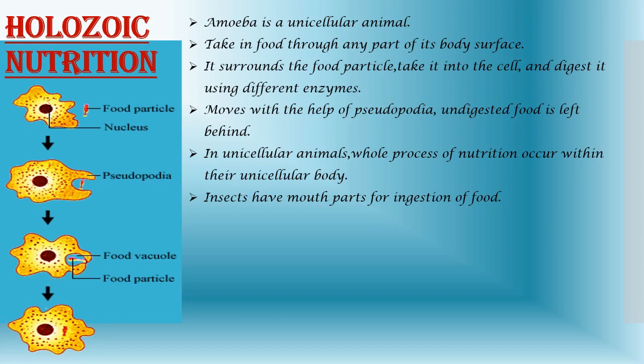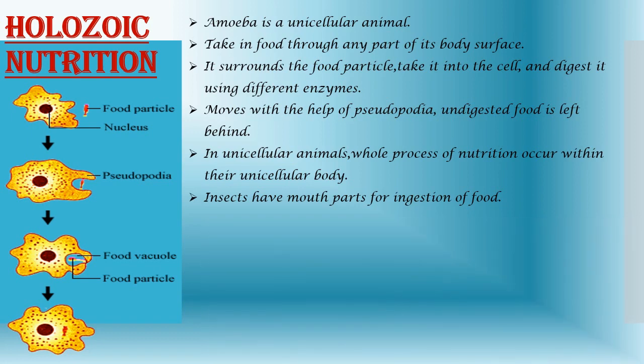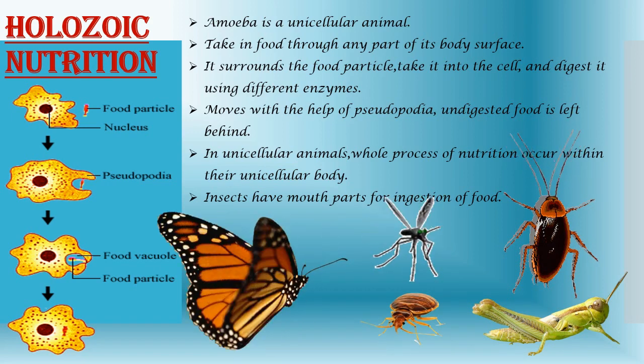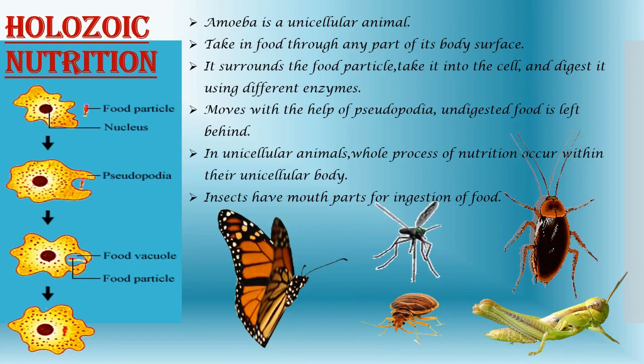In unicellular animals such as amoeba, Euglena, Paramecium, the whole process of nutrition occurs within their unicellular body. Insects have mouthparts for ingestion of food, for example cockroach and grasshopper, which nibble their food, have jaw-like mouthparts. Butterflies have a tube-like proboscis for sucking the food. Mosquitoes and bedbugs have needle-like mouthparts to pierce and tube-like mouthparts to suck blood or other fluids.